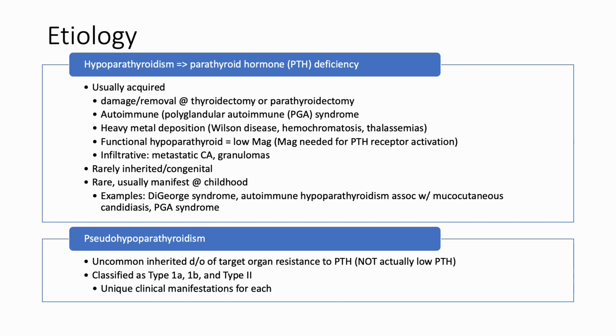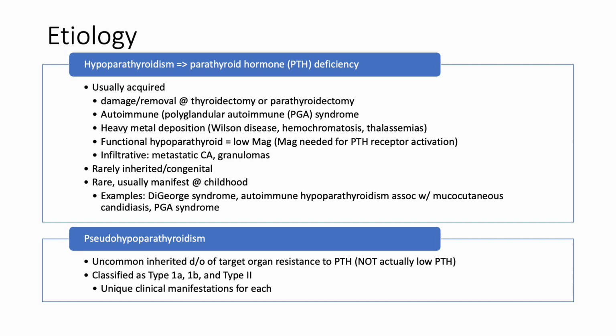This can also be caused by infiltrative disease, so this is Wilson's disease, hemochromatosis, and thalassemias. We can have functional hypoparathyroid disease, and this is from low magnesium, because magnesium is actually needed for the PTH receptor activation on those cells. Another type of infiltrative disease would be metastatic cancer or granulomas. And very rarely we have an inherited or congenital disease.